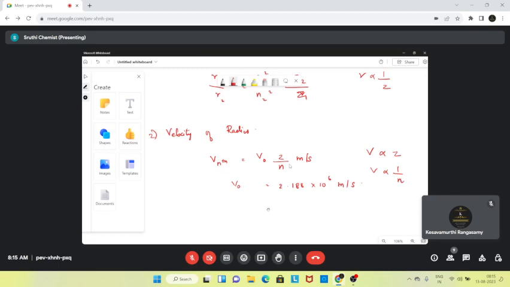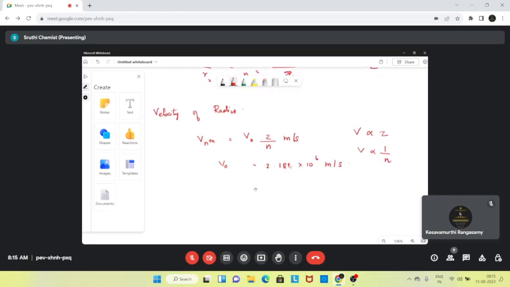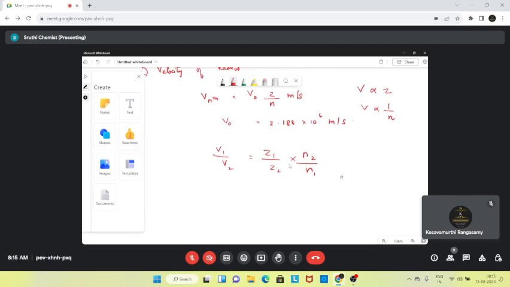Make sure you are very clear about the relationship. From the formula, you will get it. It's very easy. Then how can we write the ratios? V1 by V2 is equal to Z1 divided by Z2 into N2 divided by N1. That's the formula. Just compare and you will get the ratios. It may be of any number. It's not only the first orbit or second orbit; you can relate even the fifth orbit with the seventh orbit also.